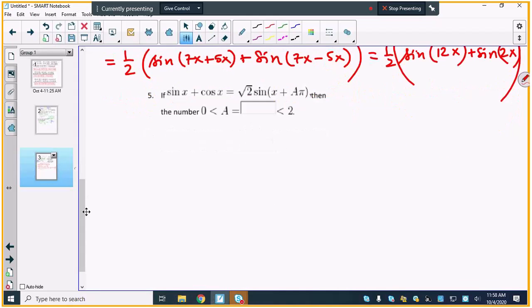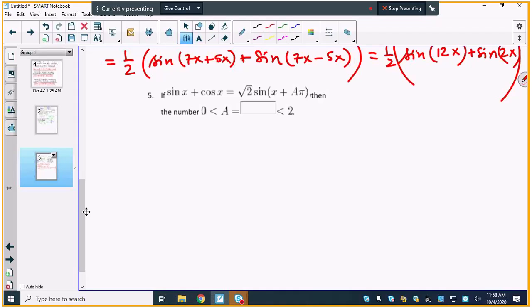The last problem is sin x plus cos x. And I want to write it as square root of 2 sin(x plus a pi). And then we're going to find the a that is between 0 and 2. So what we need to understand first is that in this problem, sin x plus cos x, I want to give it a form that looks like sin(x plus a pi).